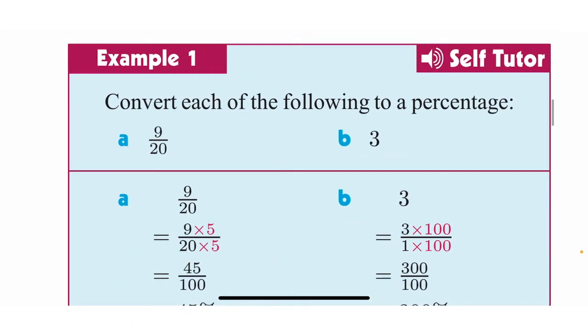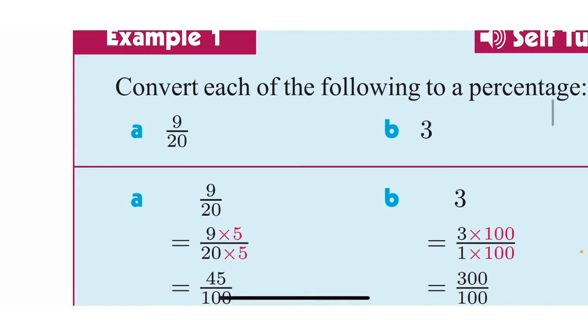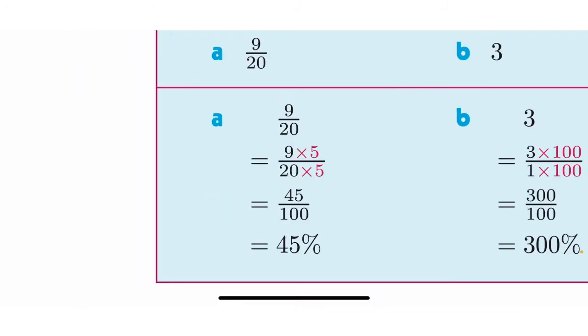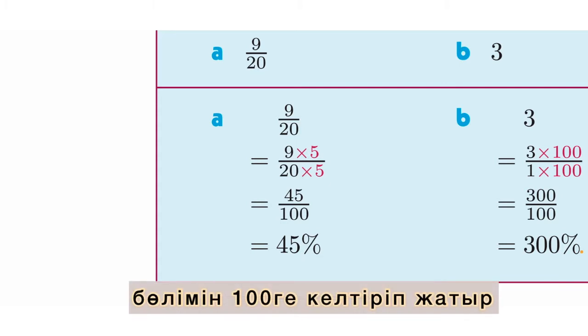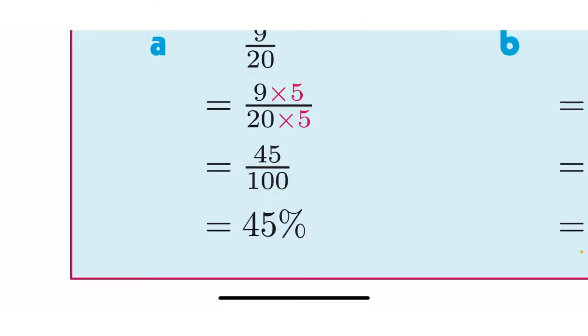Example: we convert each of the following to a percentage. A, 9 over 20. How do we convert this into percentage? We should make the denominator 20 into 100. So in order to make it, we multiply denominator and numerator by 5. 9 times 5 over 20 times 5 equals 45 over 100. Now we made a fraction with the denominator 100. This means it is 45%.